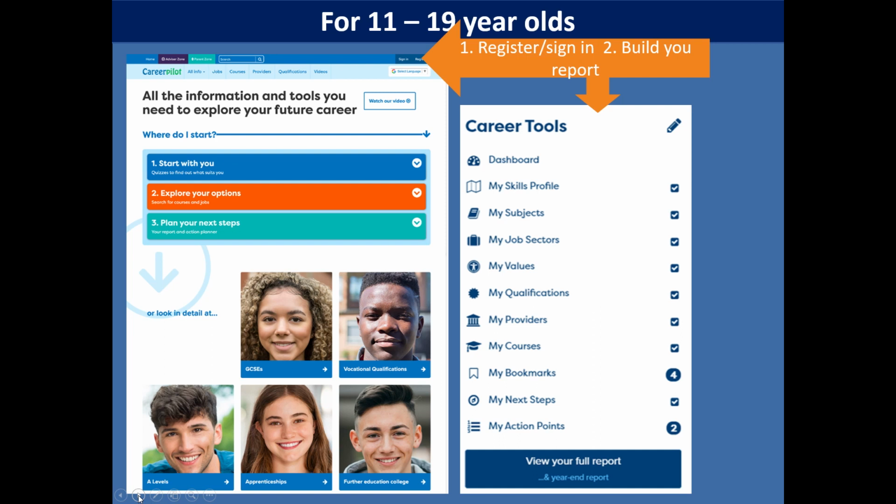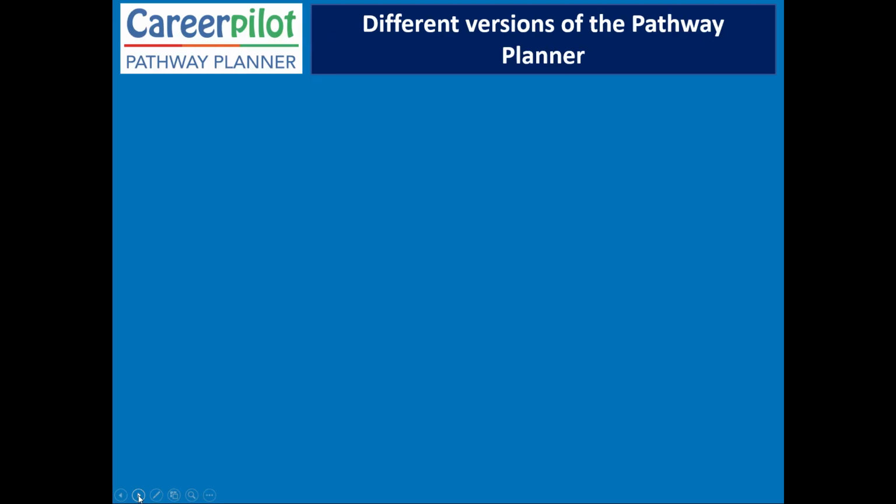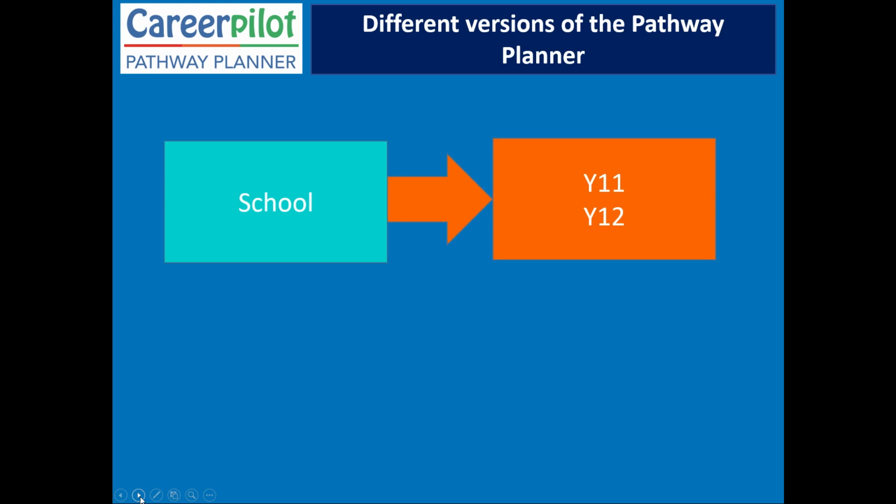You do have to get students registered before you can allocate the Pathway Planner, so you could be doing that straight away. Students will get a report, and all the data that they're creating will be collated within the reporting zone. Talking about the Pathway Planner, there are different versions within the school environment.